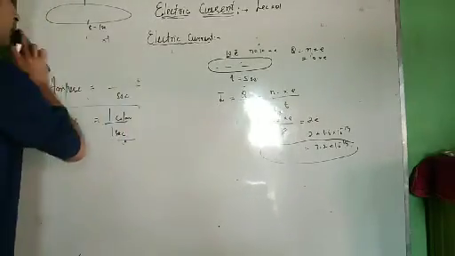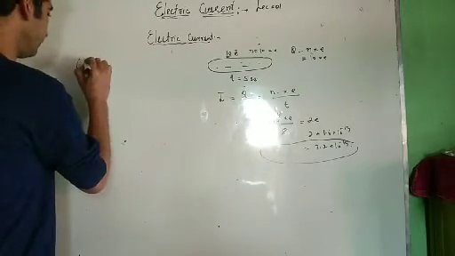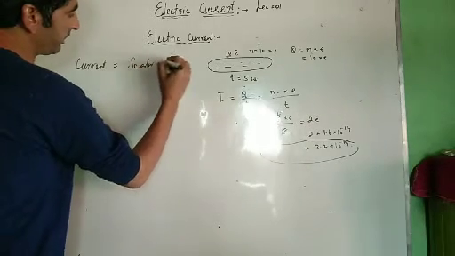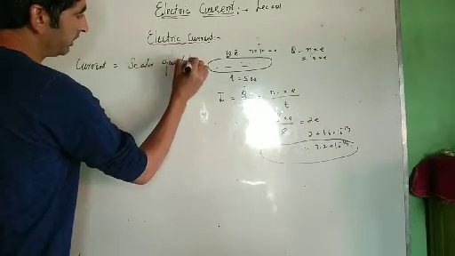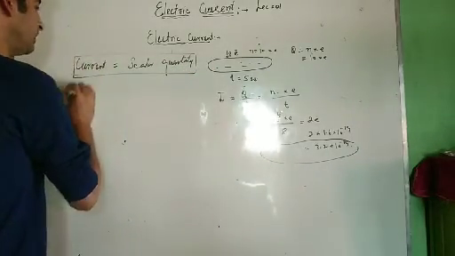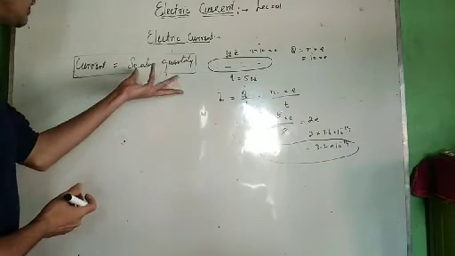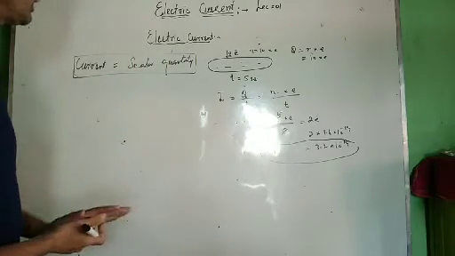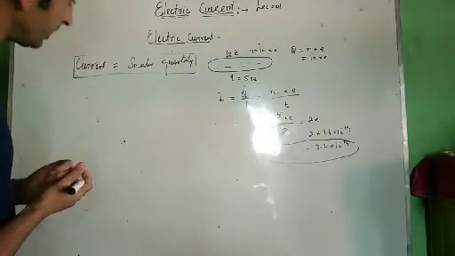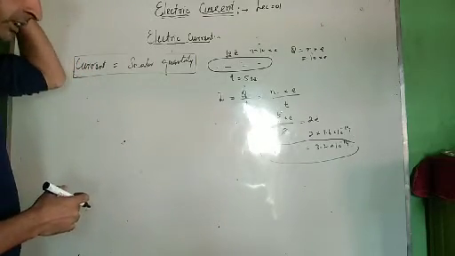Now what about current? Is it a scalar quantity or a vector quantity? Current is a scalar quantity. It is not a vector quantity. Actually, it is a tensor quantity. But in 10th class we write it as a scalar quantity. Actually it is neither written as scalar nor as vector; it is a tensor quantity. Now we take it as a scalar quantity.